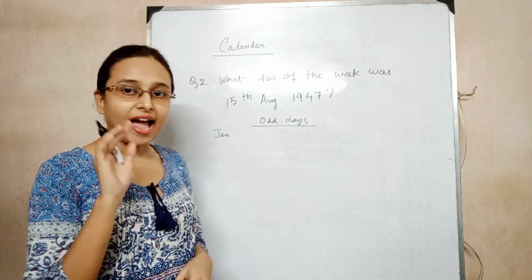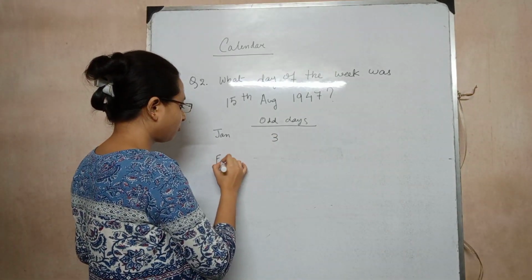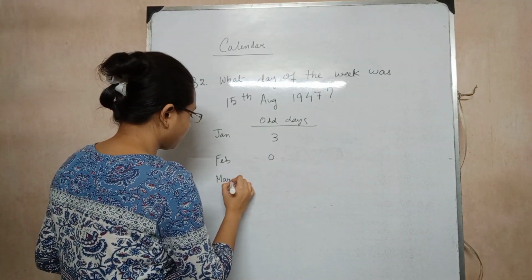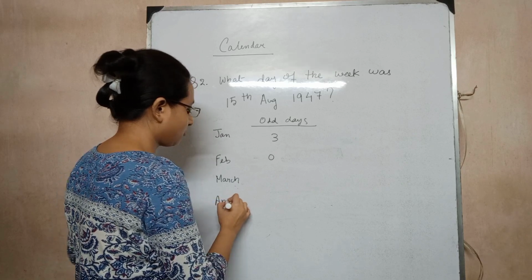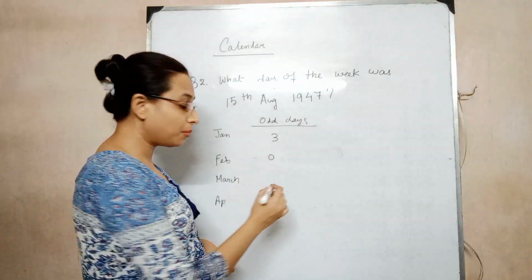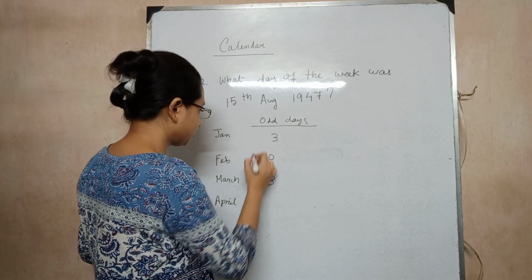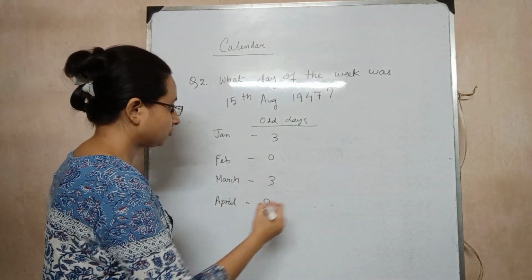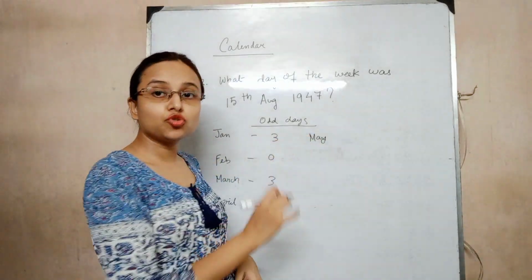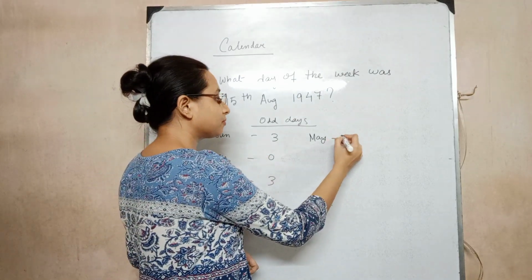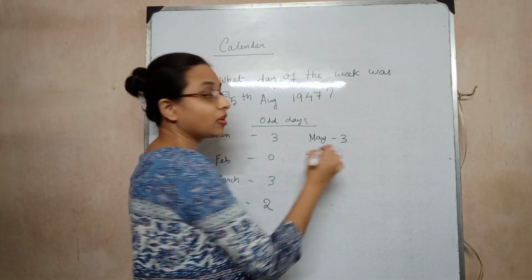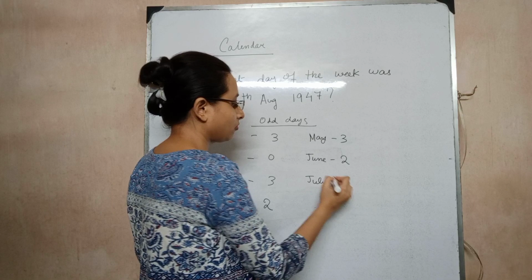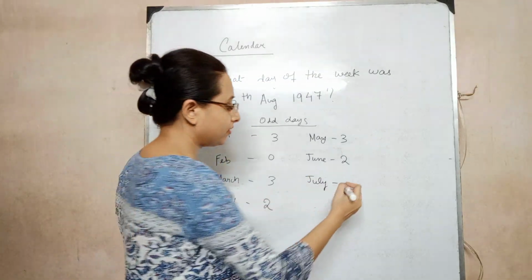Right? January had 3 odd days. February will have 0 odd days. March will have 3 odd days. April will have 2 odd days. Coming to May, it will have 3 odd days. June will have 2 odd days. July will have 3 odd days.